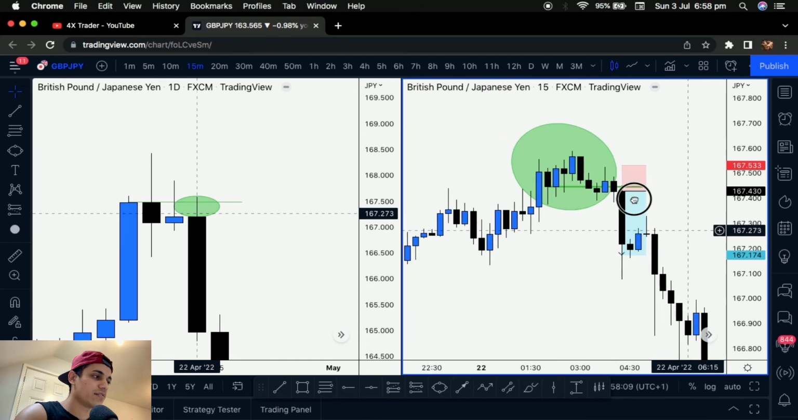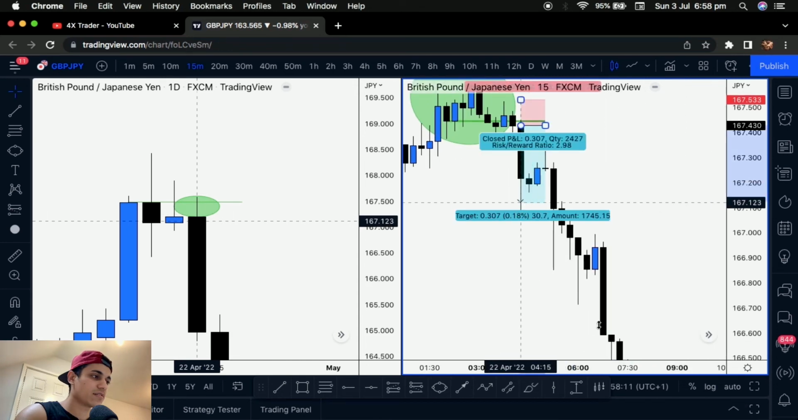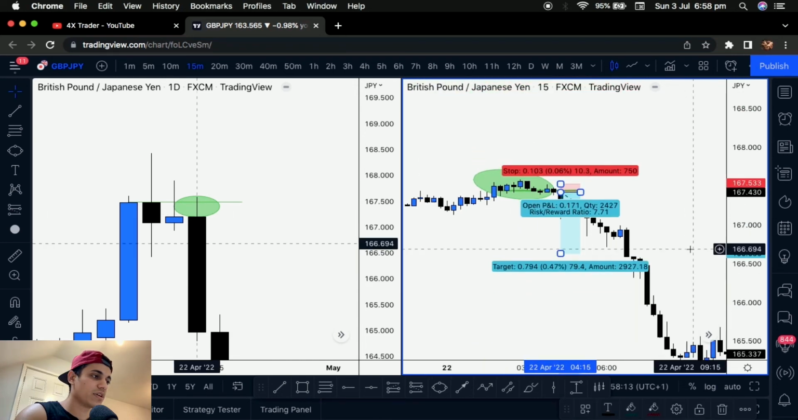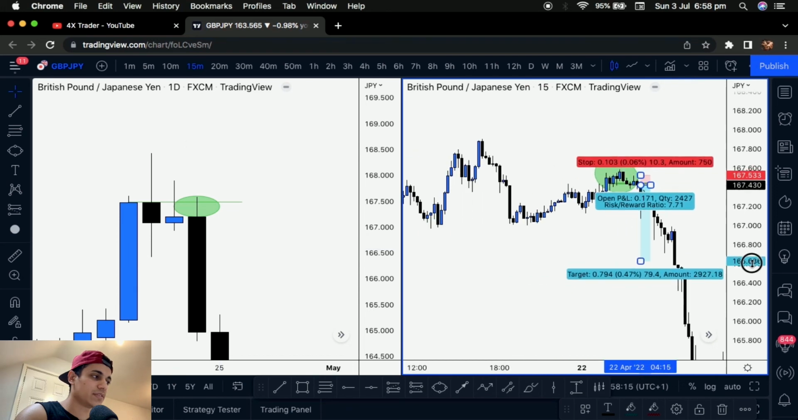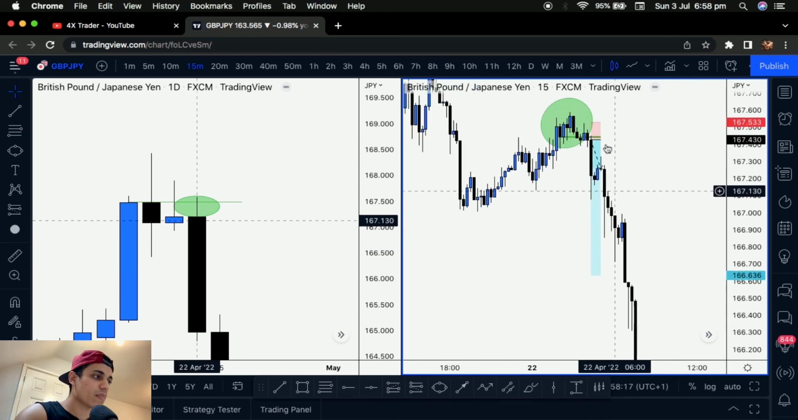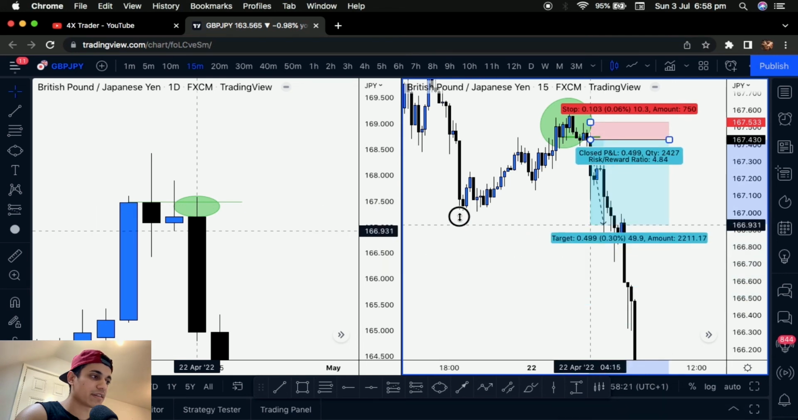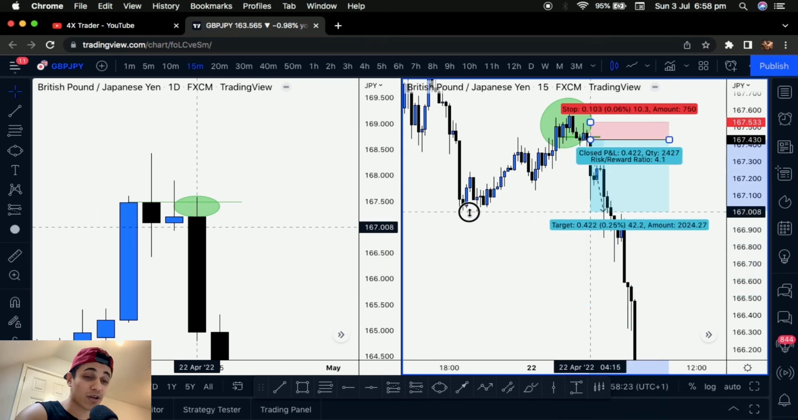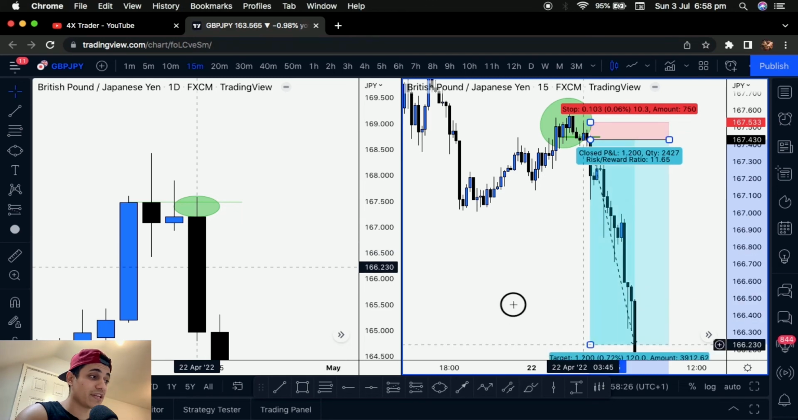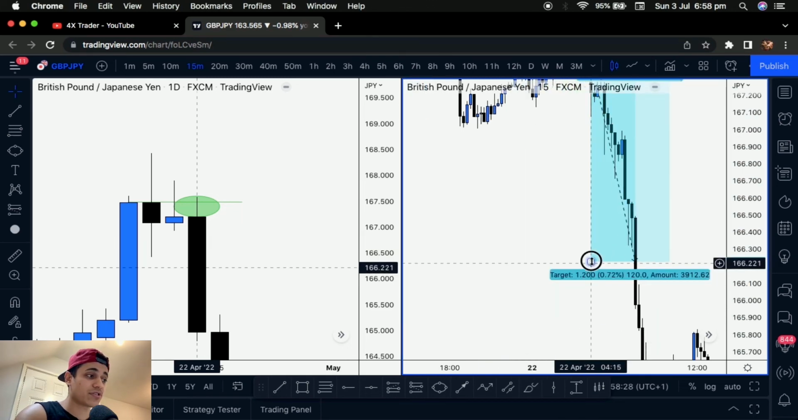And guys, look at this. Holy, that melted. And just like that, look at that. You could have targeted this low, TP1 for 1 to 4, 1 to 11. This just continued to go.